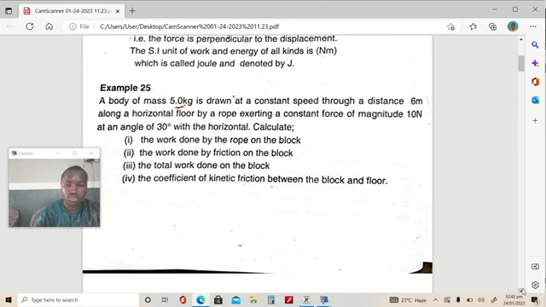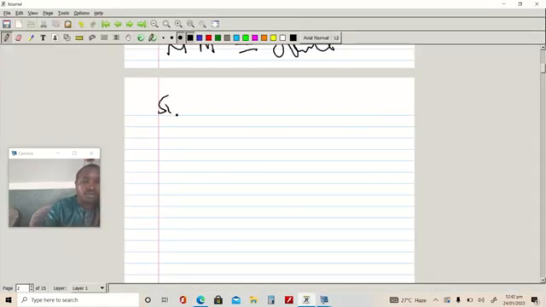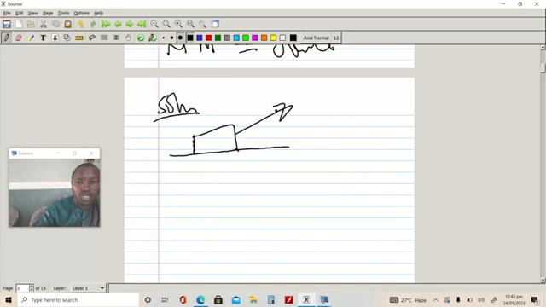2. The work done by friction on the block. 3. The total work done on the block. And 4. The coefficients of kinetic friction between the block and the floor. So let's see solution now. We want to drag this body through angle 30 degrees, and of course there is a normal reaction, and there's another force acting opposite there, and there's a frictional force acting there.